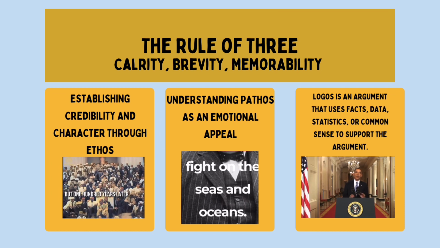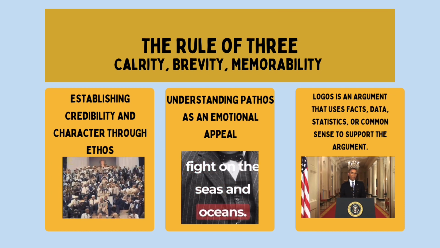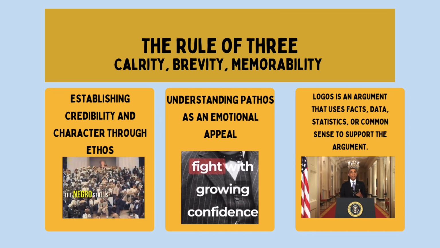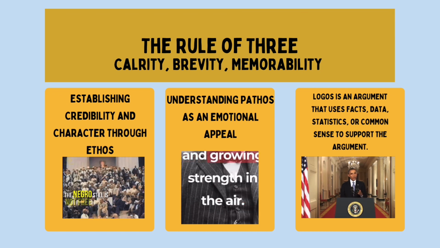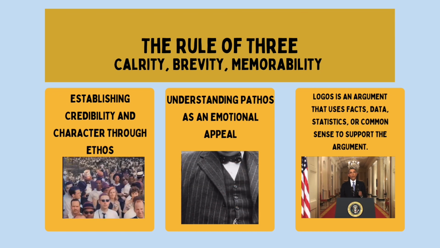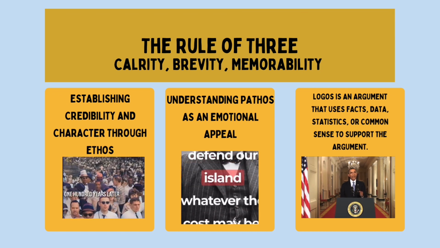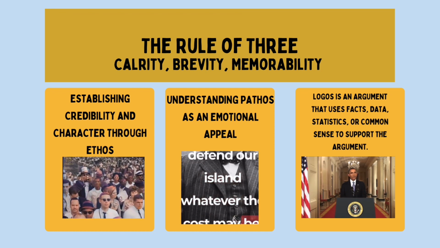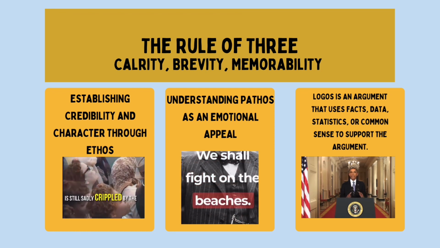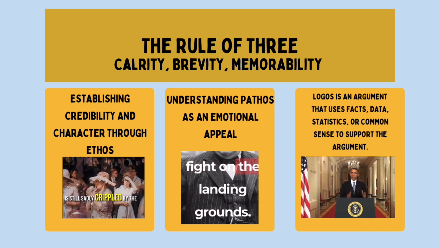The rule of 3 is a rhetorical device that uses 3 events, characters, objects, or 3 words, phrases, sentences, to make things more memorable. It was introduced by Aristotle with his ethos, logos, and pathos concepts. Below, we see an example of each.